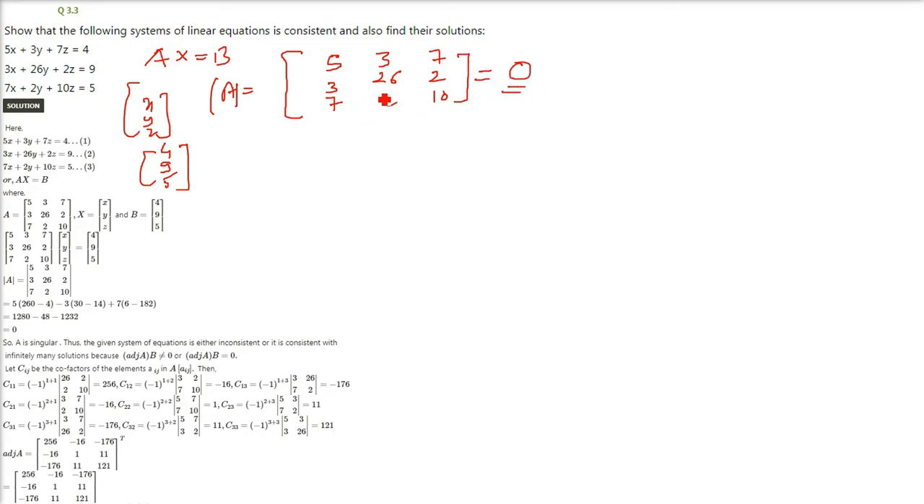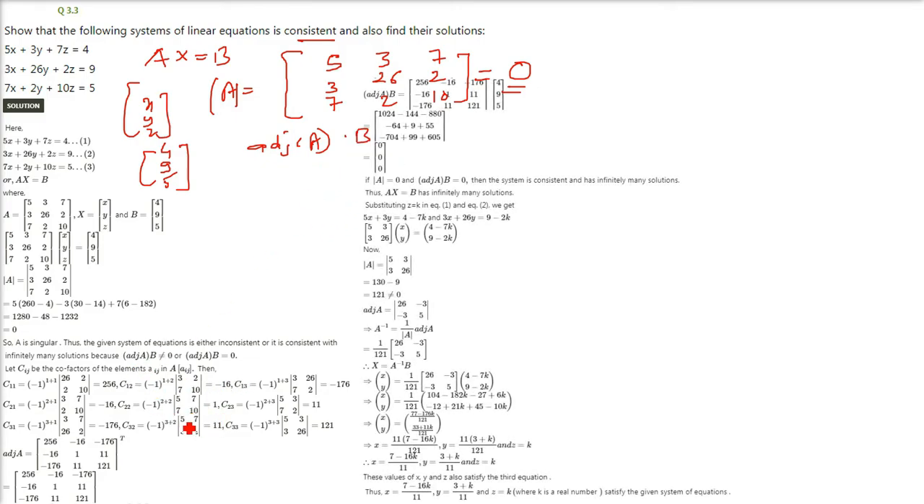So now when the determinant is 0, there are two possibilities. Either the equations are inconsistent or they are consistent with infinitely many solutions. In order to check the infinitely many solutions, we have to find out the adjoint of A and multiply it with matrix B and see whether it is 0 or not. If it comes 0, then we can say consistent and infinitely many solutions. So adjoint A into B is the second step we have to do.